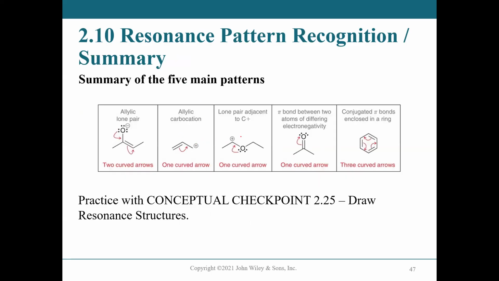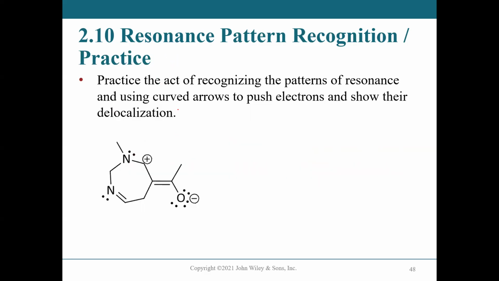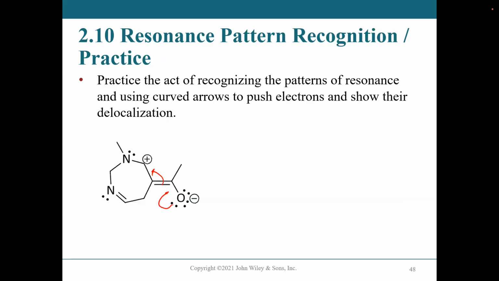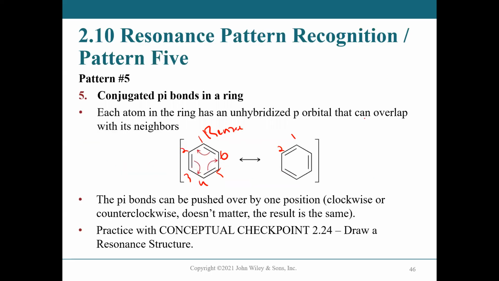Here's a summary of the patterns that we looked at, and you can practice this on your own now. So you can start to see that you can start to jump electrons. It says when multiple resonance structures can be drawn, we know a blend of them, and they're called a hybrid structure. And we saw this hybrid structure right here with this benzene.